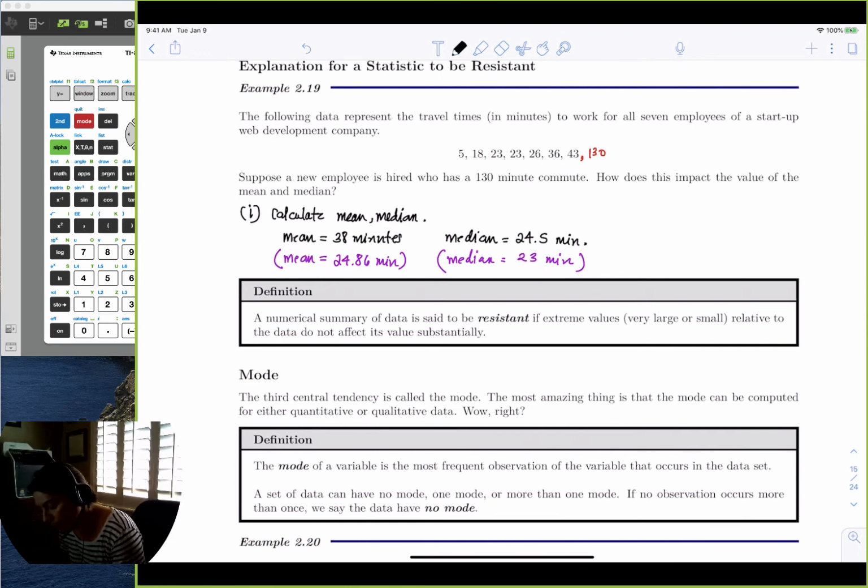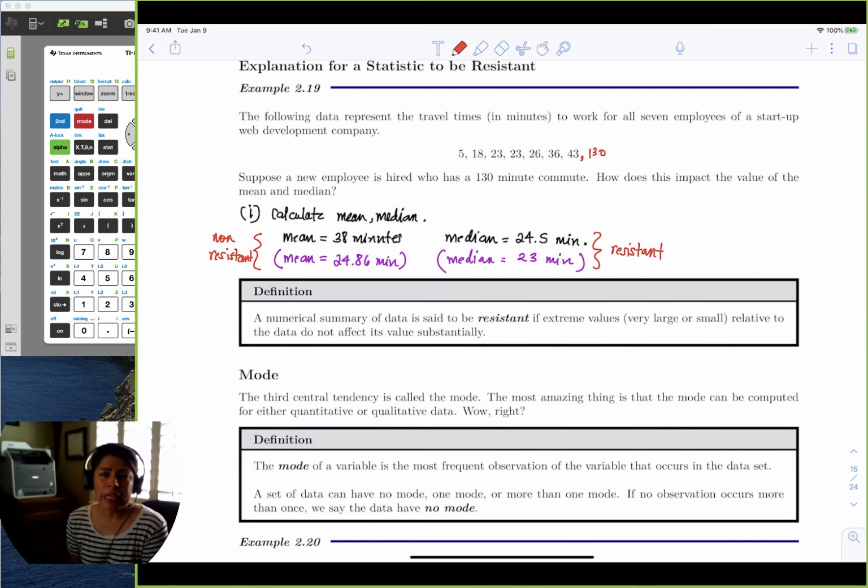So here, let me go ahead and write it. The mean is non-resistant, and the median is known to be resistant. It's just known to be that way. One good example is average income in, let's say, California. We don't really say average income. We say the median income. The reason why we don't say the average income is because it's not a good reflection.